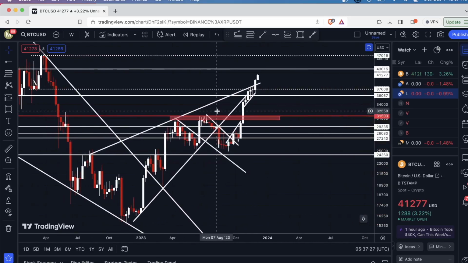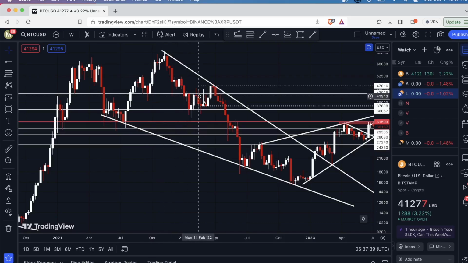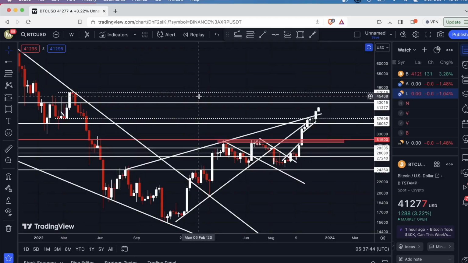$43,000. Obviously, if I was in a long, I would probably front run that a bit, because a lot of people are likely going to be looking at this level just as they were in this region. But yeah, $43,000, actually maybe $42,900-ish. That's a region where I do expect some selling pressure to come in.